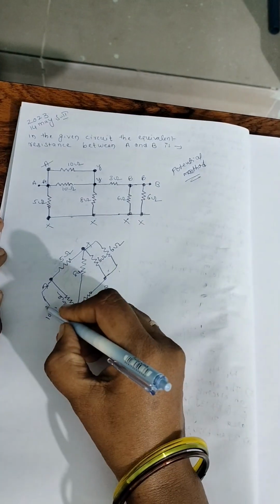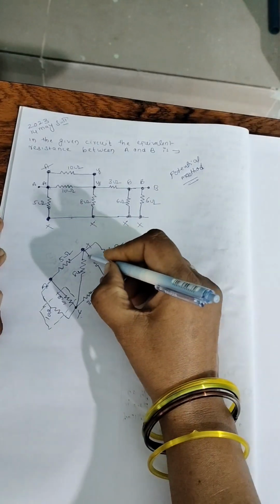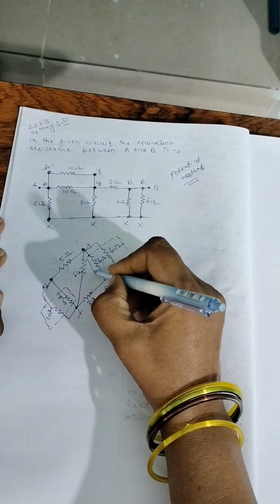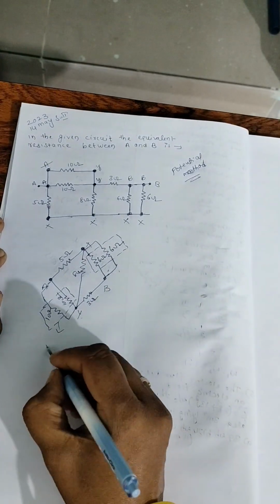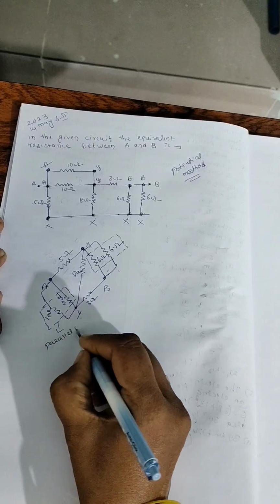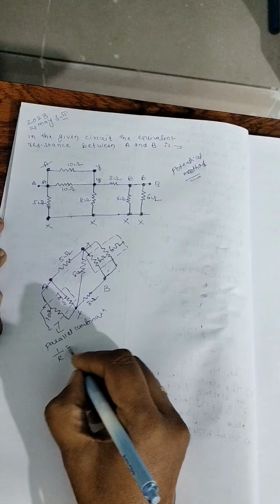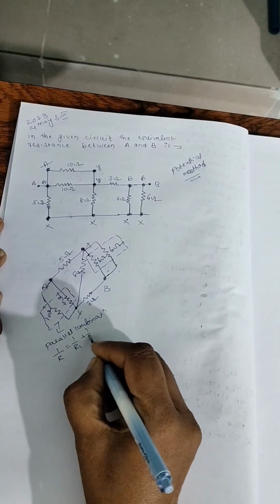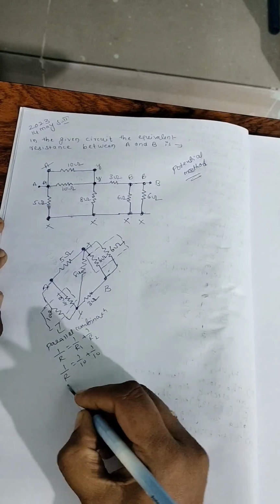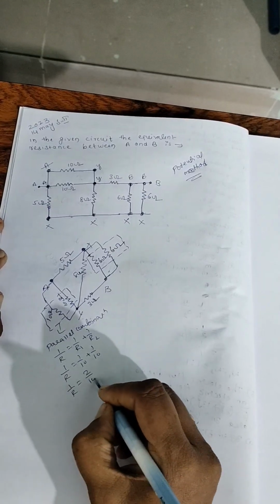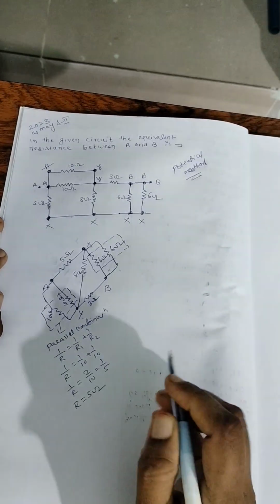Now see the circuit. Here we find a parallel connection, and here also. Now this is a parallel combination. For parallel combination, 1 by R equals 1 by R1 plus 1 by R2. So 1 by R equals 1 by 10 plus 1 by 10, 1 by R equals 2 by 10, that is equal to 1 by 5. So R will be equal to 5 ohms.